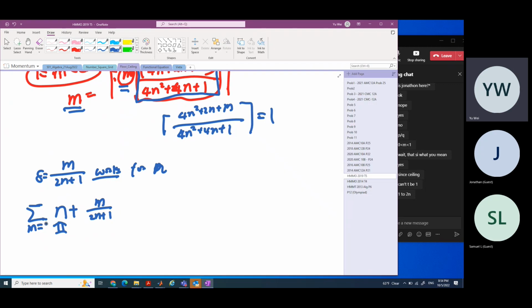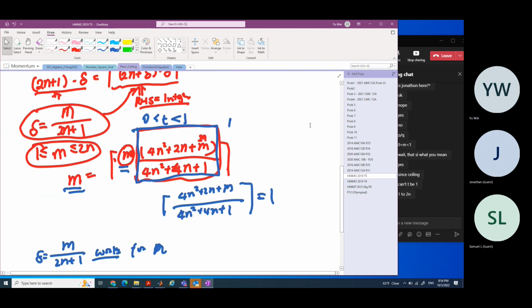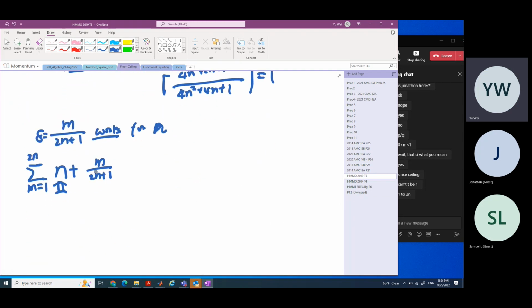Did you get it, Jonathan? Sam already got it. You didn't get it? Did you see this one? The m equals this one's m times the ceiling of this number, right? Do you agree the ceiling is 1? So what I mean is basically we find that the solutions m equals 1 to 2n all work, right?